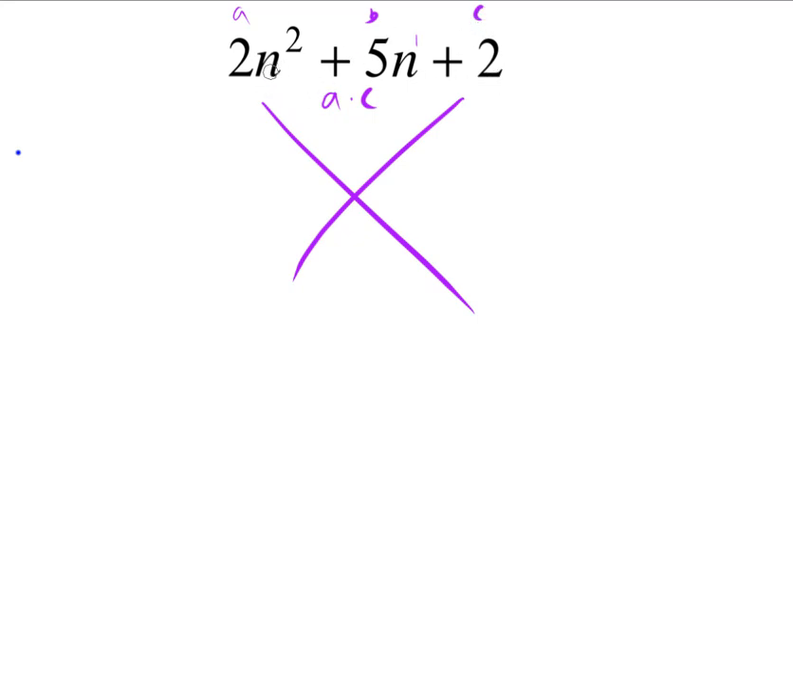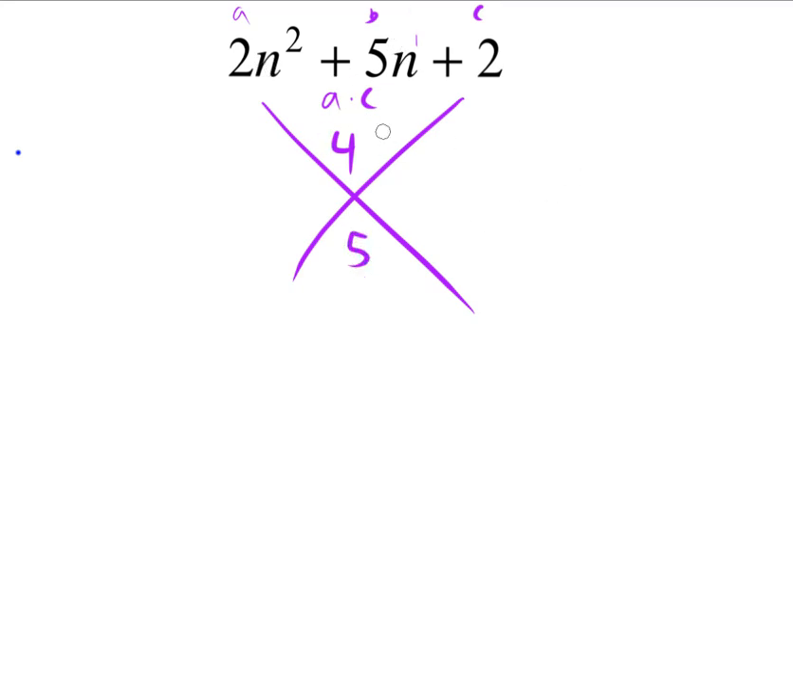Now you might be freaking out because this is not an x. What happened to my x's? Well, I just want you to know it doesn't matter what the variable is, and I'm actually going to do multiple variables just to show you it doesn't matter. In this case here, it's n, so we're just going to work with n. So I'm going to do my a times c. My a times c, 2 times 2 is 4, right? And my b is 5.